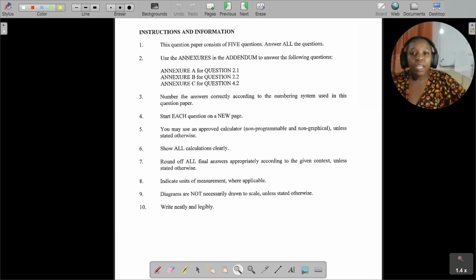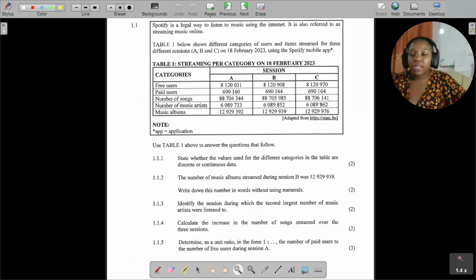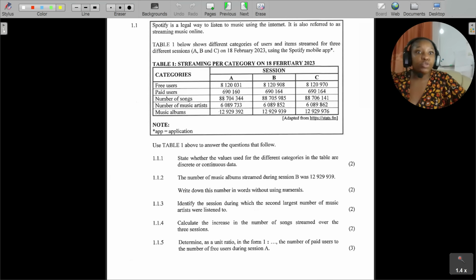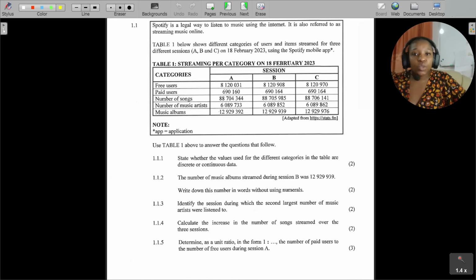Indicate all the units of measurement. Diagrams are not necessarily drawn to scale. And write neatly and legibly, so that the person marking your paper is able to read what you wrote.